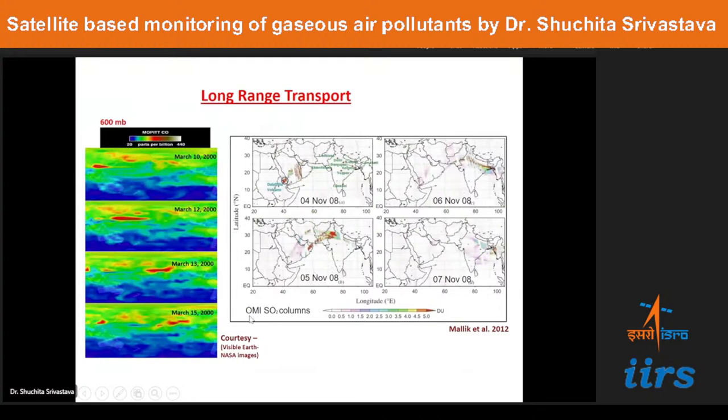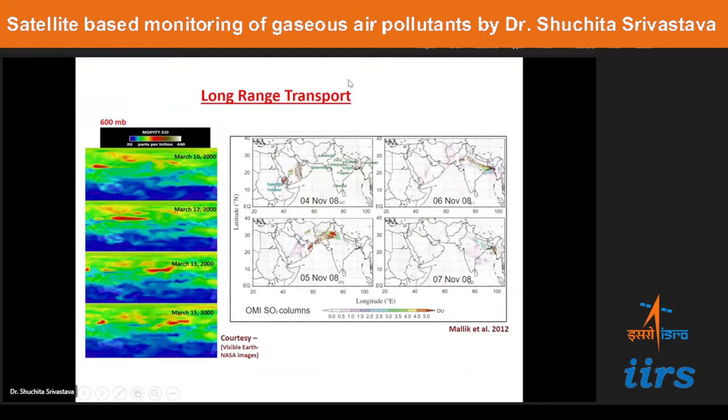Similarly, here you can see OMI, Ozone Monitoring Instrument, SO2 column in Dobson units. There is the Dalafilla volcano in the Ethiopia region, and it erupted and emitted a lot of sulfur dioxide into the atmosphere. It traveled through this path, reached the Indo-Gangetic belt, traveled through it and then dissipated. So using satellite data, we can track the pollution plume for long distances.